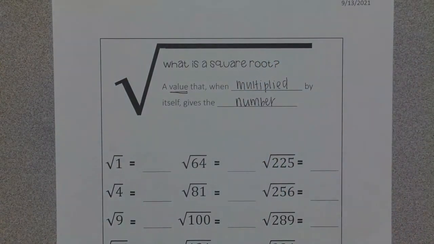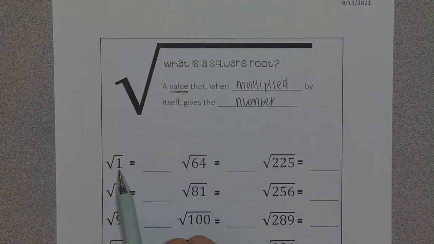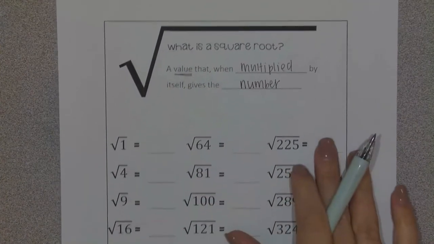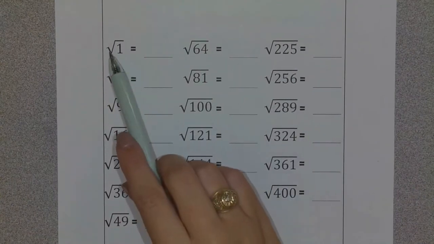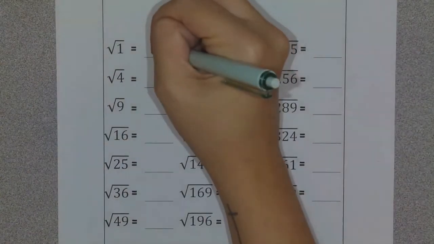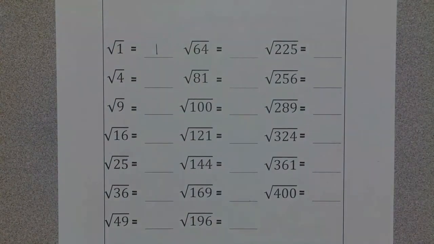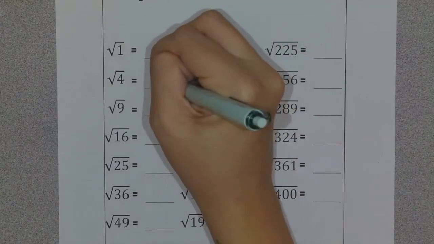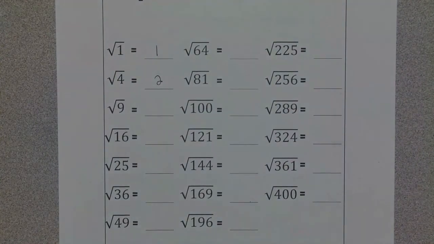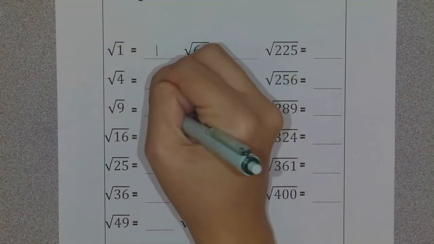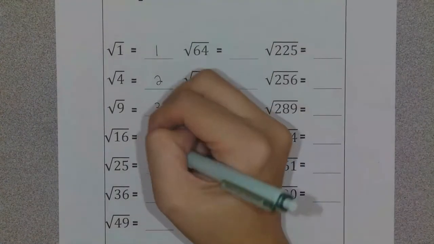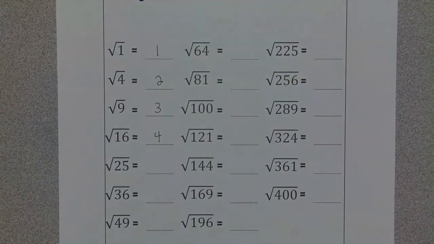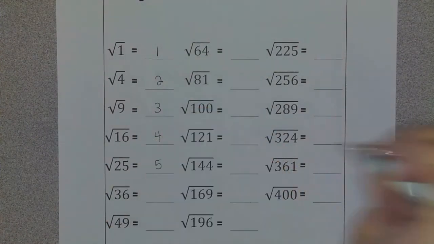Okay, so that means a square root is basically the opposite of a perfect square. So we start with the perfect square, and I'm trying to figure out what number, if I multiplied it by itself, would give me that number. So the square root of 1 would be 1 times 1, so the square root is 1. The square root of 4 would be 2, because 2 times 2 gives me 4. The square root of 9 would be 3, because 3 times 3 is 9. The square root of 16 would be 4. The square root of 25 would be 5.